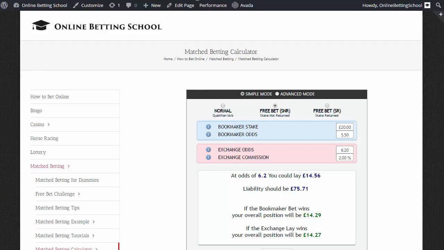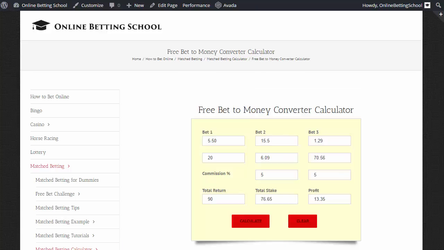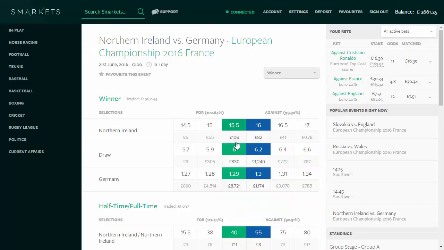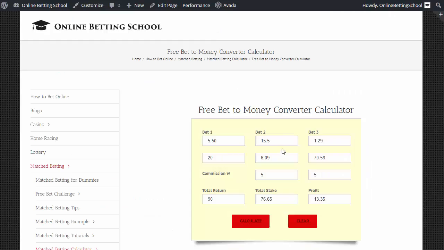And let's just see what would have happened here. Do we get the same odds with SmartGets? 15.5, 1.29. So yes, we do. But again, it's going to be 2% commission. So we just do that. We'd hit recalculate and we'd make a £14 profit. So we'd make a bigger profit in this case.